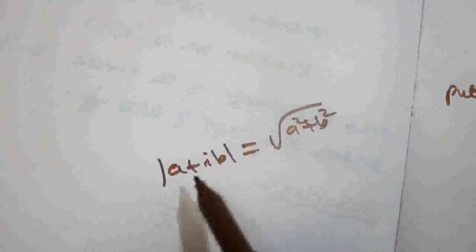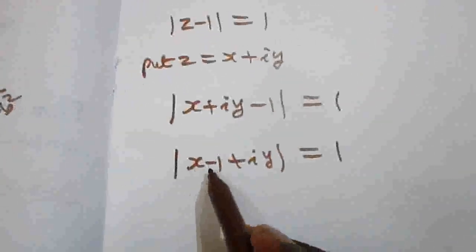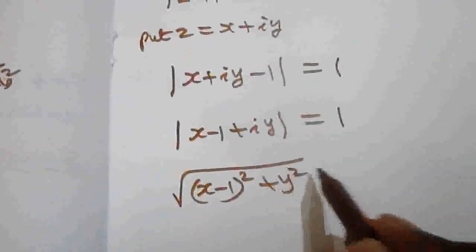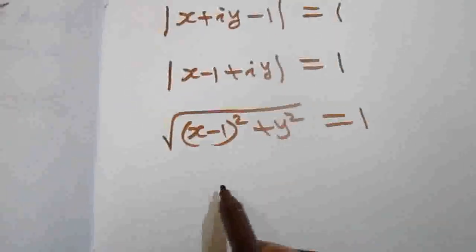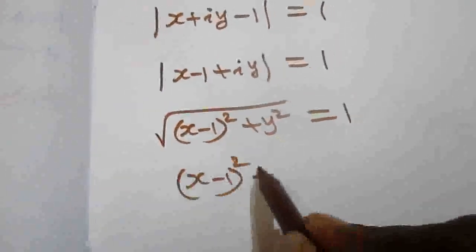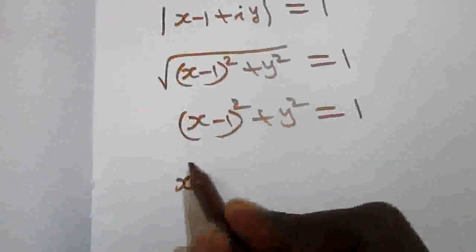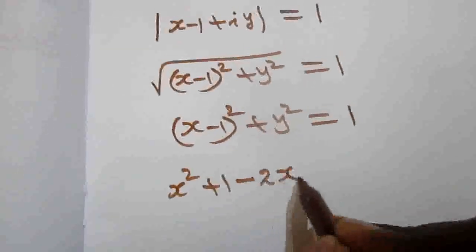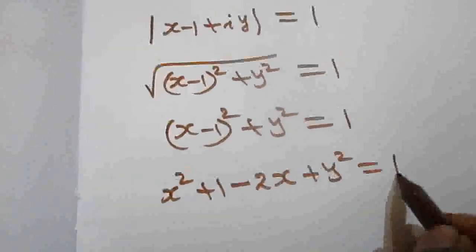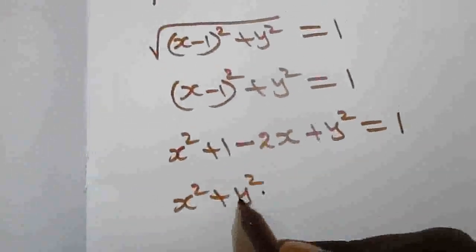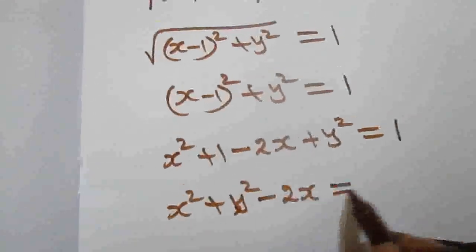Now the modulus of a complex number a plus ib can be written as root of a square plus b square. That means root of real square plus imaginary square. Here real is x minus 1. So root of real square plus imaginary square equal to 1. Taking square on both sides, x minus 1 the whole square plus y square equal to 1. Now apply the a minus b whole square formula: x square plus 1 minus 2x, plus y square equal to 1. Now 1 cancels. This can be written as x square plus y square minus 2x equal to 0.